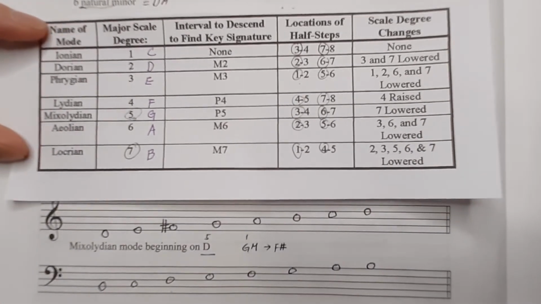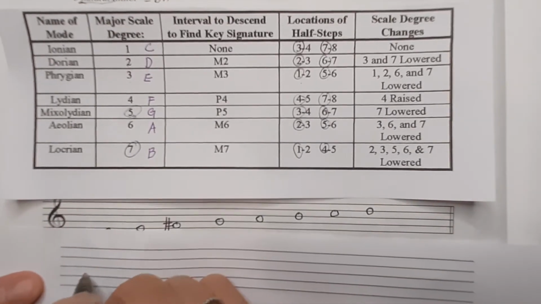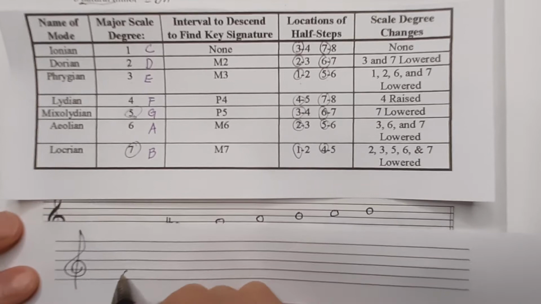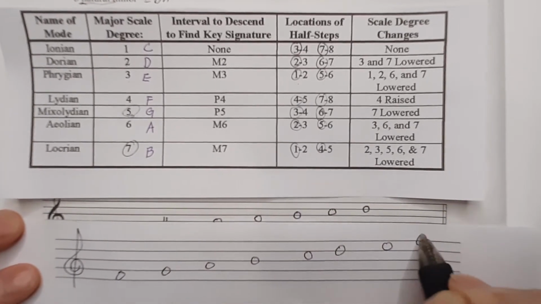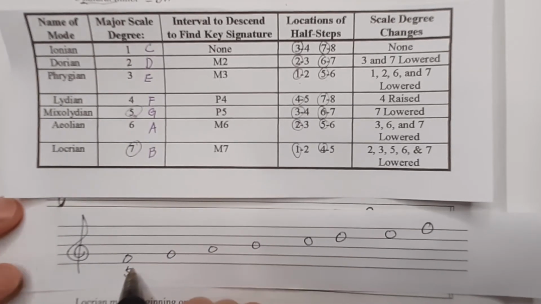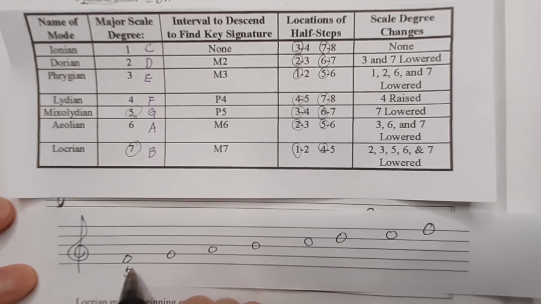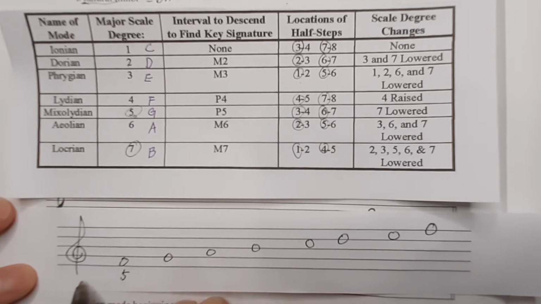What if we do Mixolydian again, beginning on F? So there's F, G, A, B, C, D, E, and F. Mixolydian is which scale degree? 5th. Then what would be the first one? What do you think? F, E, D, C, B.